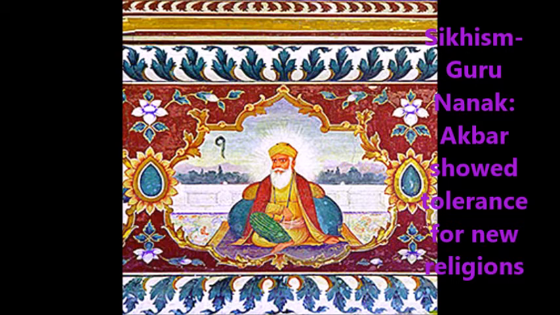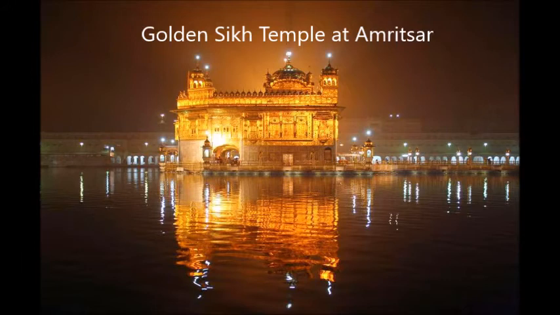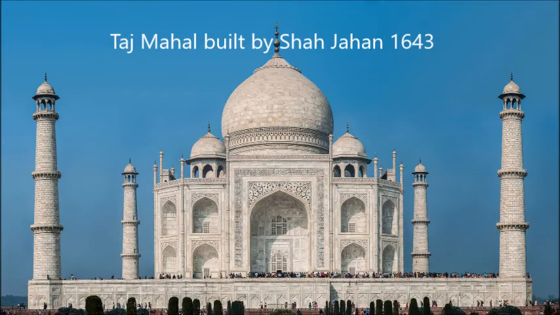Akbar the Great was also progressive in terms of women's rights and attempted to outlaw the Hindu custom of widow suicides called sati. Akbar's grandson, Shah Jahan, was another famous Mughal ruler. He is credited with the building of the Taj Mahal Palace in 1643, built in honor of his wife, Mumtaz Mahal, who died during childbirth.